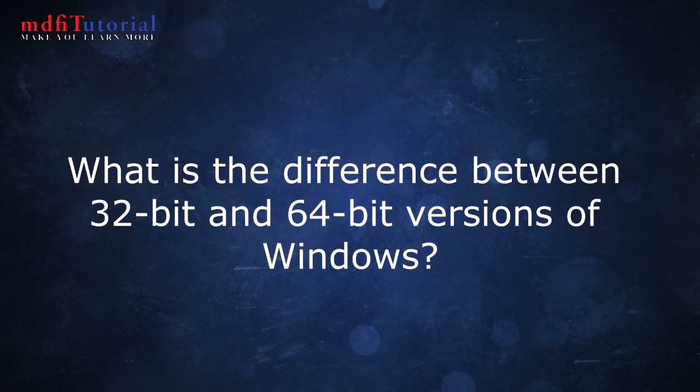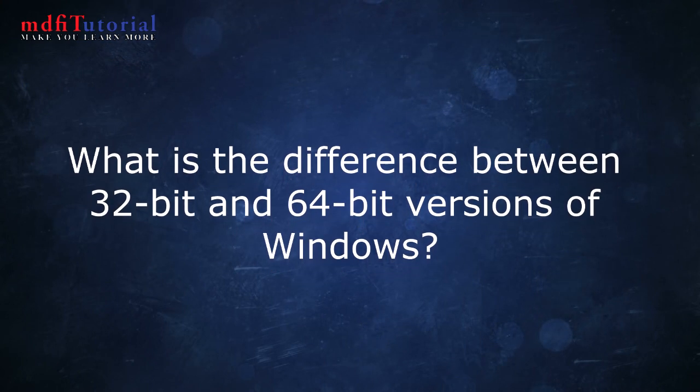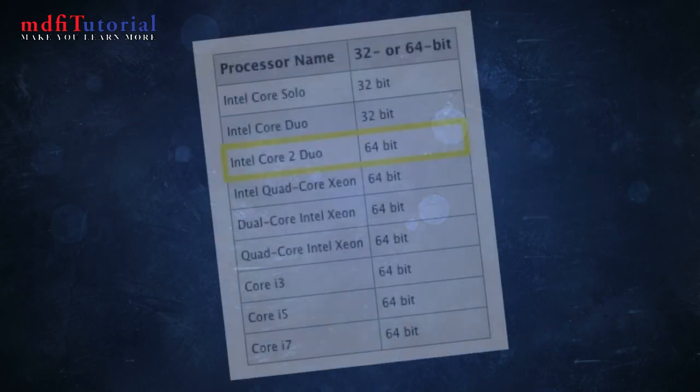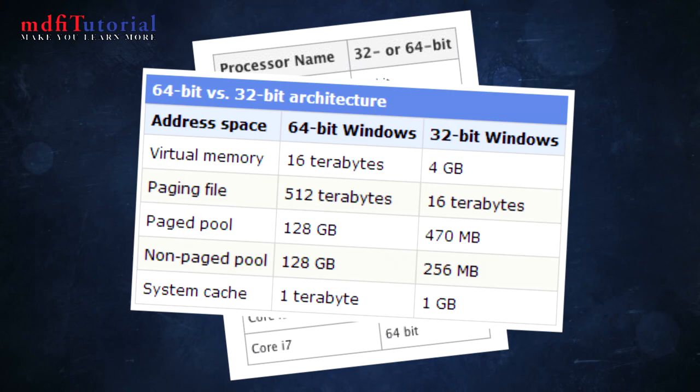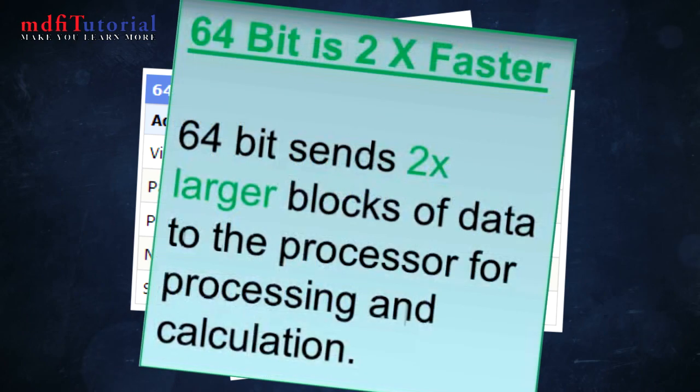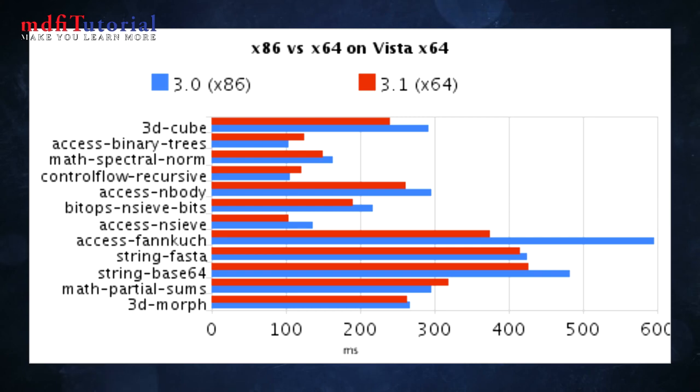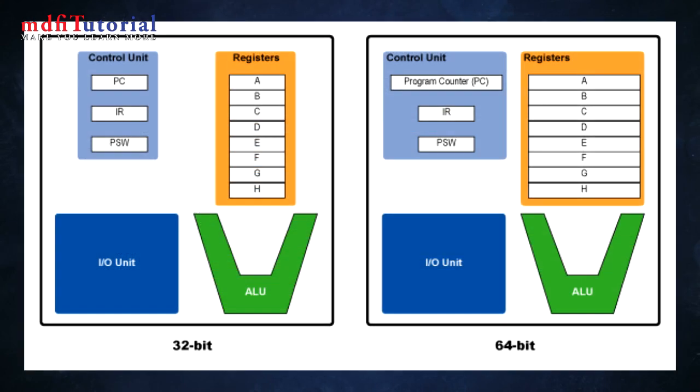What is the difference between 32-bit and 64-bit versions of Windows? The terms 32-bit and 64-bit refer to the way a computer's processor, also called a CPU, handles information. The 64-bit version of Windows handles large amounts of random access memory (RAM) more effectively than a 32-bit system.